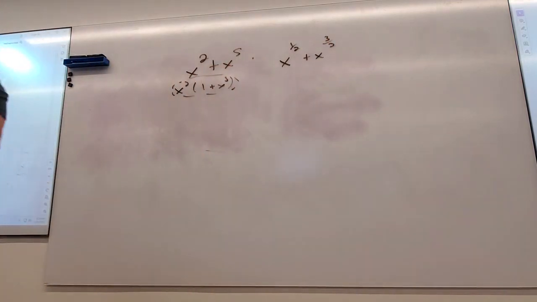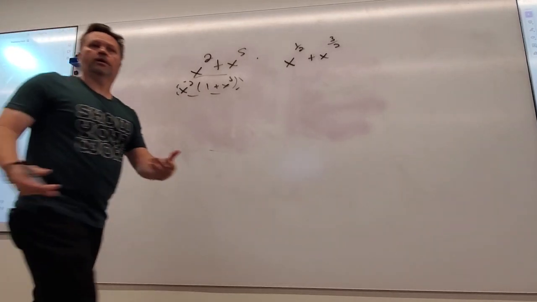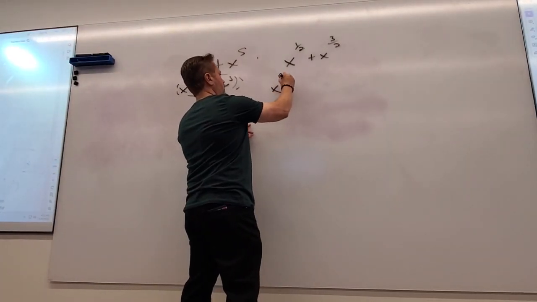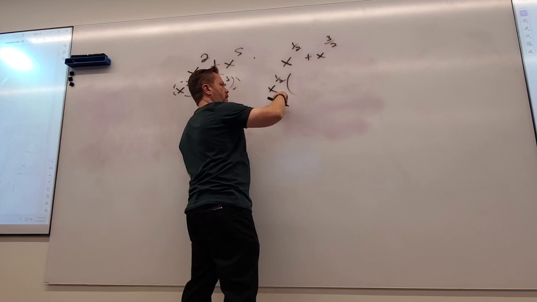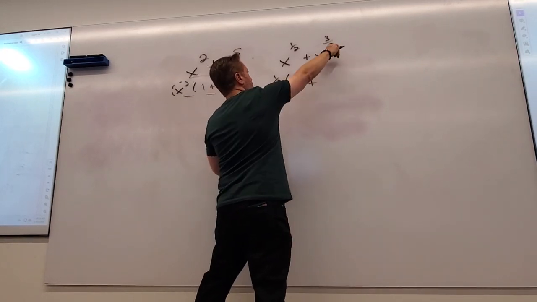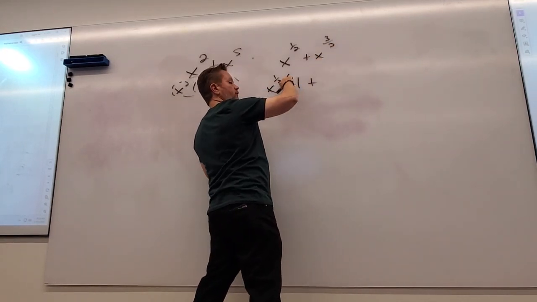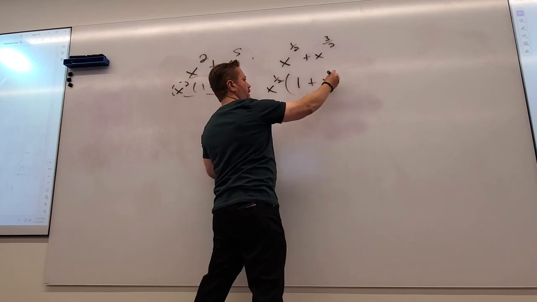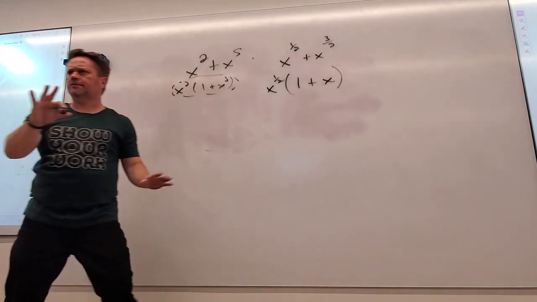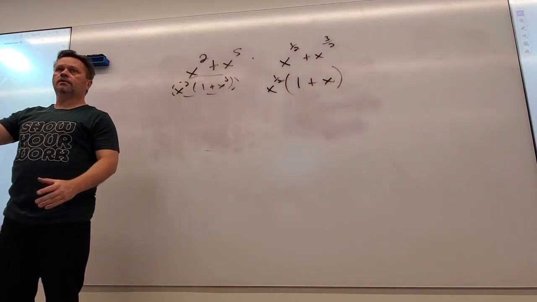Our brain kind of goes, because we see fractions, but you say, brain, calm down. What's the smaller power? Take out a half. Take out x to the 1/2, right? What's x to the 1/2 divided by x to the 1/2? 1. 3/2 minus 1/2 is a whole x, yes? Is that cool? 3/2 minus 1/2 is 2/2 is 1.